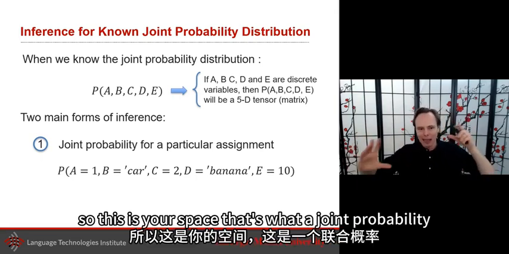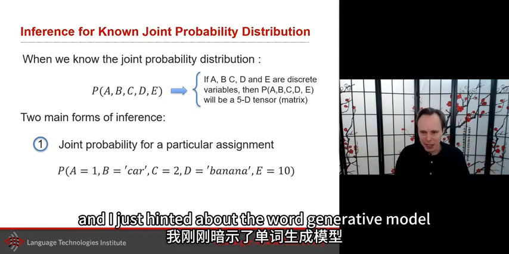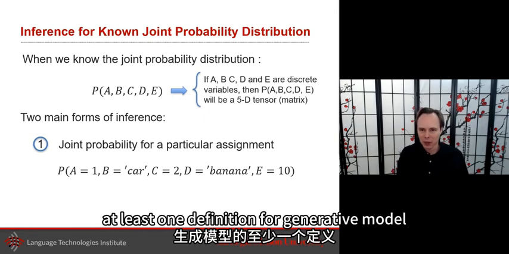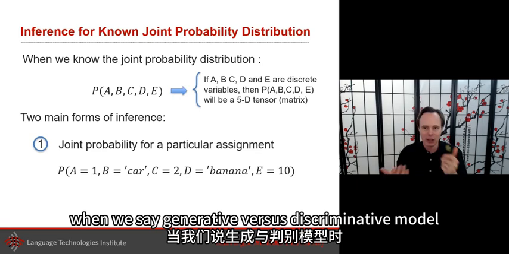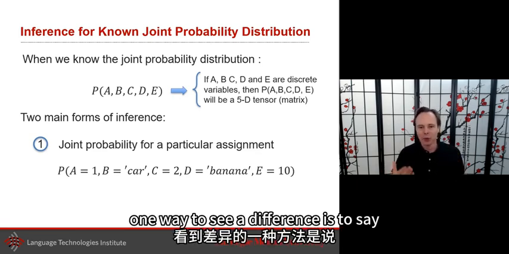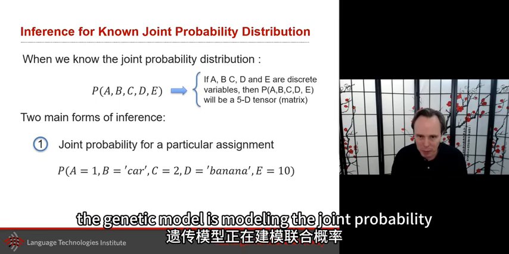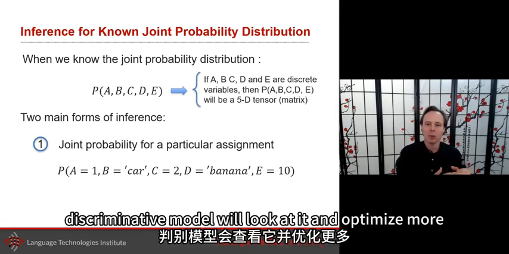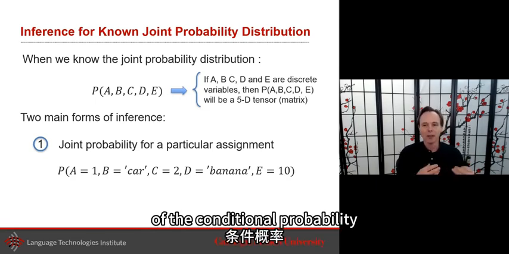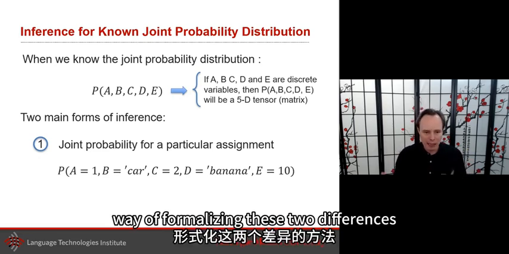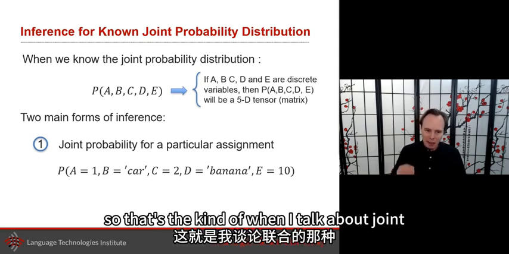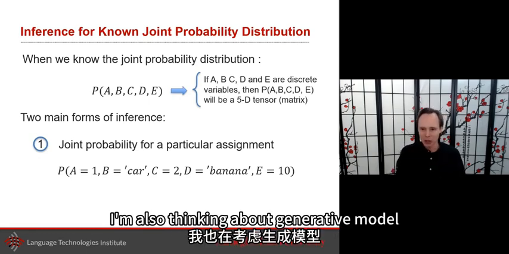So this is your space. That's what a joint probability is. And I just hinted about the word generative model. One definition for a generative model, when we say generative versus discriminative model, is that the generative model is modeling the joint probability, and often a discriminative model will optimize more of the conditional probability. That's one way of formalizing these two differences. So when I talk about joint probability distribution, I'm also thinking about generative models.